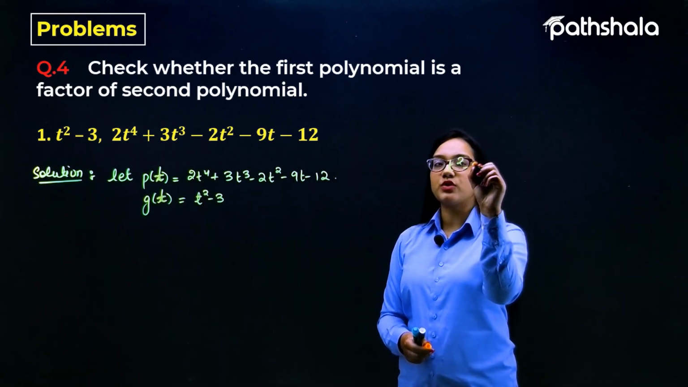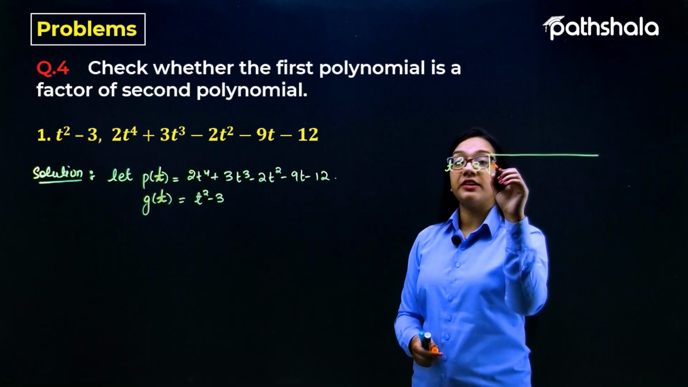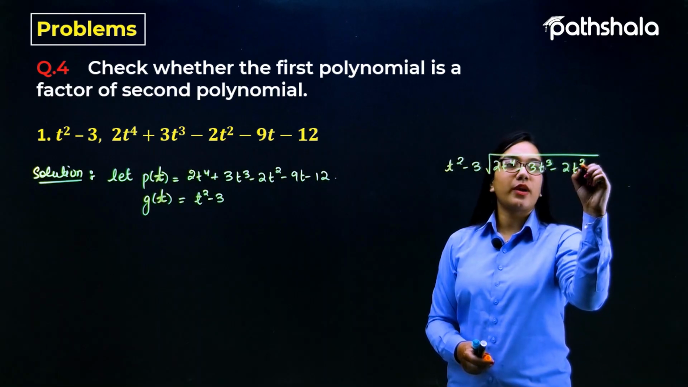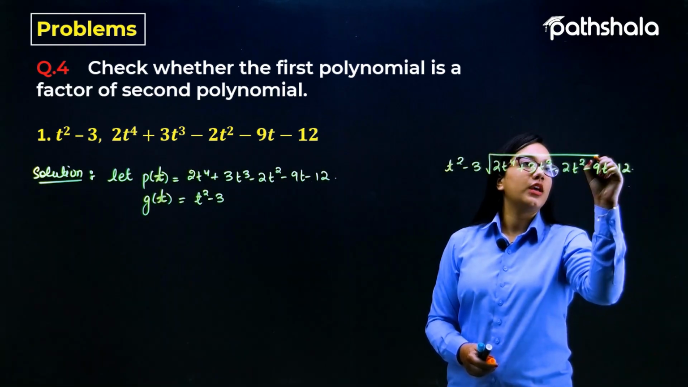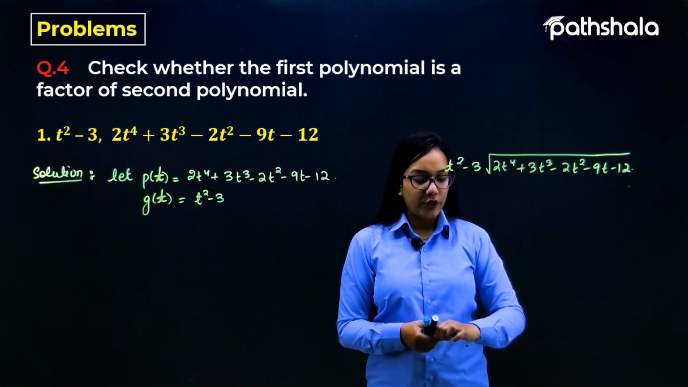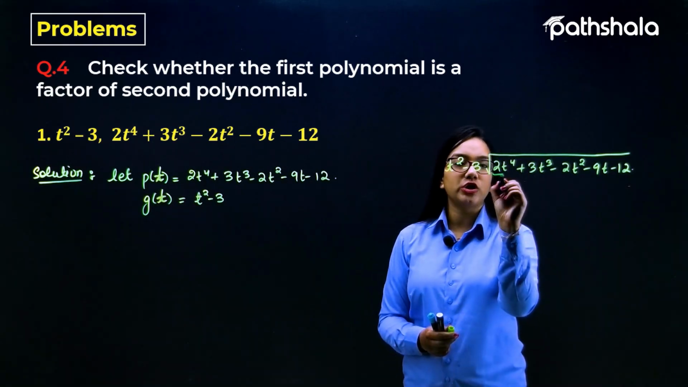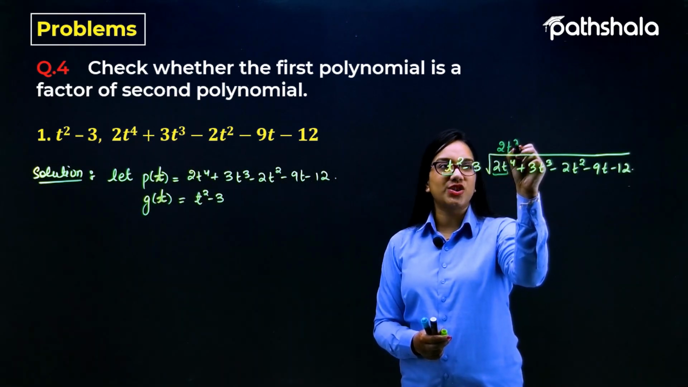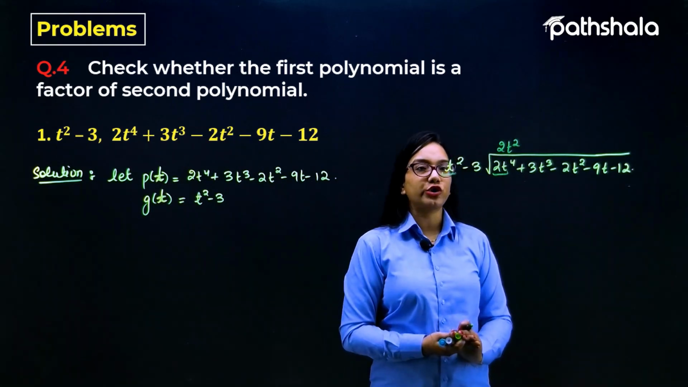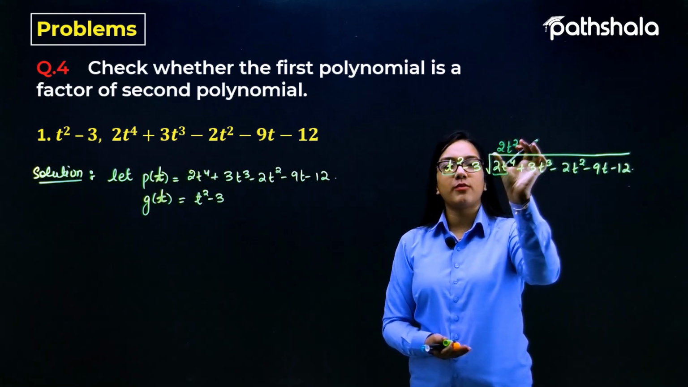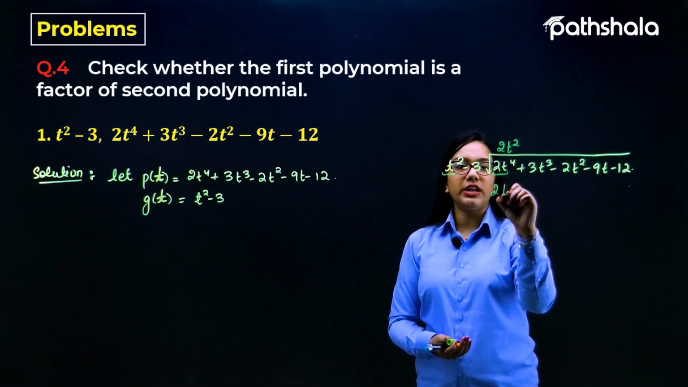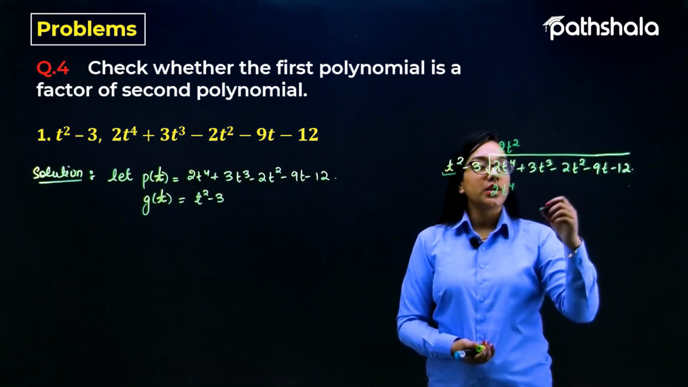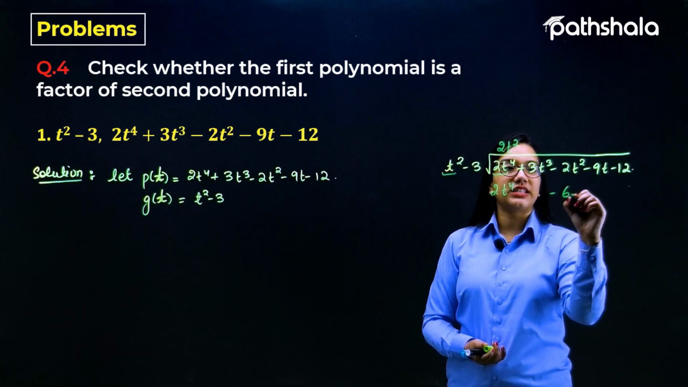So we have t square minus 3 as the divisor, and the dividend is 2t raised to the power 4 plus 3t cube minus 2t square minus 9t minus 12. First of all, we divide the very first term of both of these, and we get 2t square. This is the first term of our quotient. Let's multiply it with the whole divisor. We will get 2t raised to the power 4 minus 6t square.